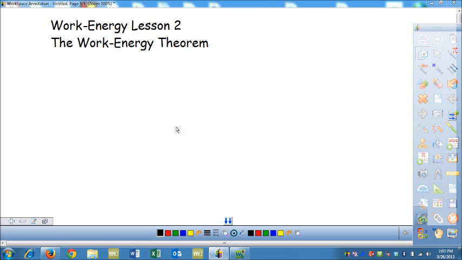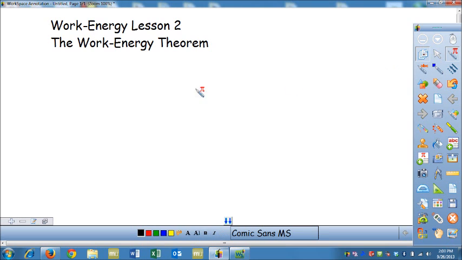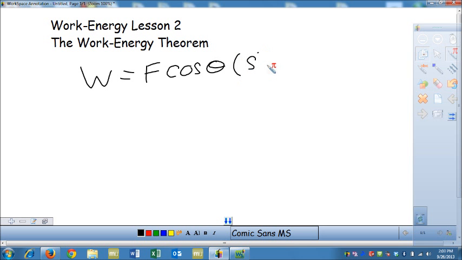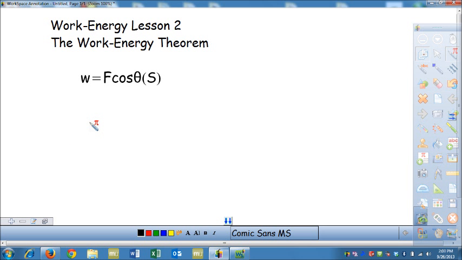So far we've talked about work, and that's when you apply a force that moves something. So we say the work equals the force times the cosine of the angle times the distance moved s. So that's our basic work equation.